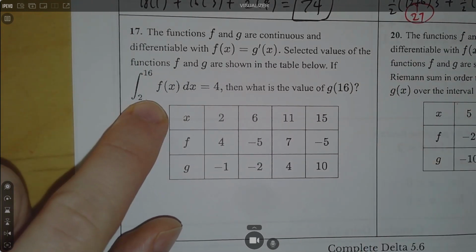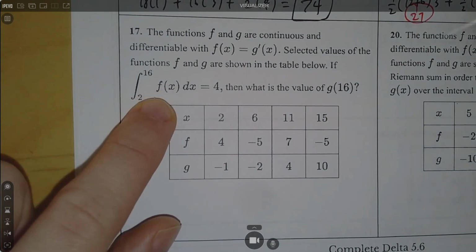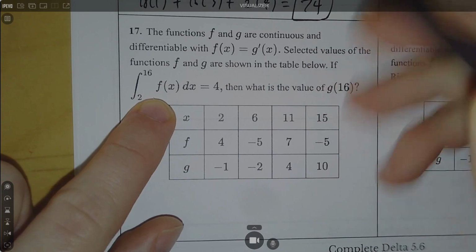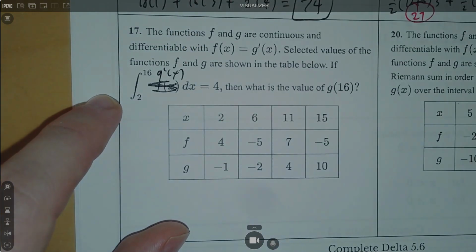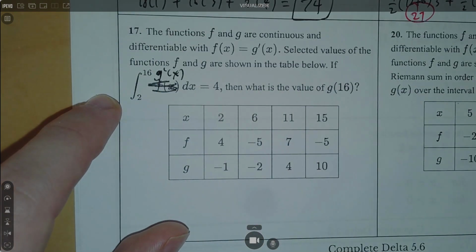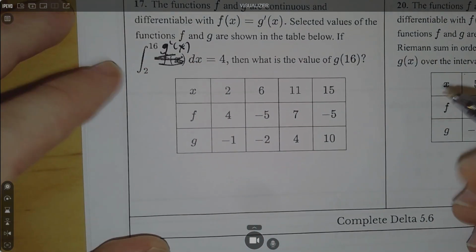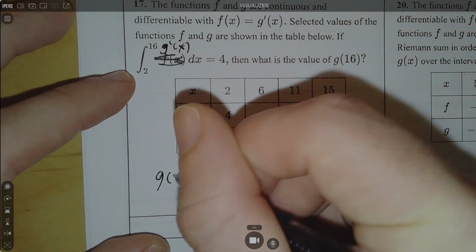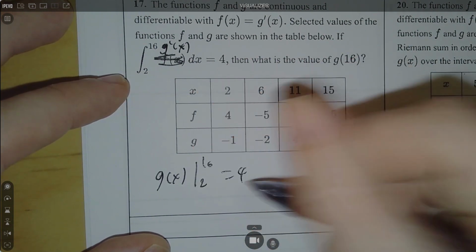You might say, okay, well, what's the antiderivative of f of x? I don't know what that is. Well, I'm told here that f of x is the derivative of g of x. So in a way, I can just scratch that out and put g prime of x, because that's what it's saying. You don't actually do that, I'm just showing it so you understand. So when we take the antiderivative of g prime of x, you just get g of x. So really what this is saying is g of x from 2 to 16 is 4.